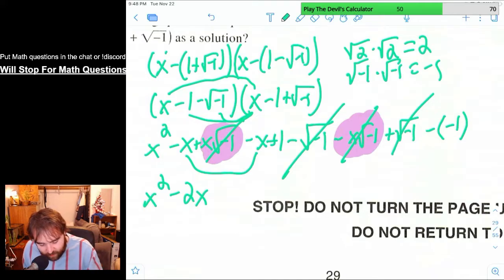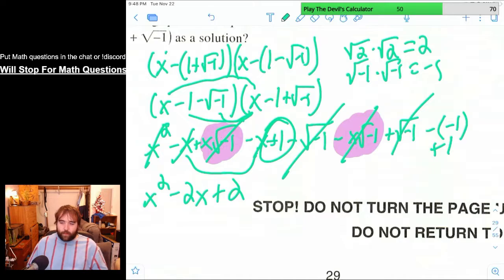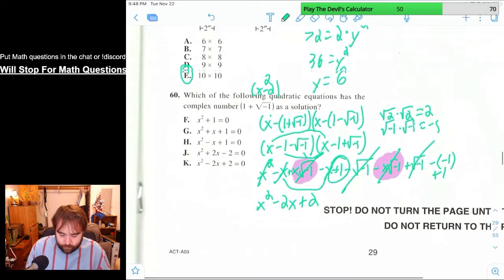And I like to cross out as I go so I make sure I don't miss anything, like this positive 1 right here, and that, negative times negative, positive 1 right there. So that should be the answer.